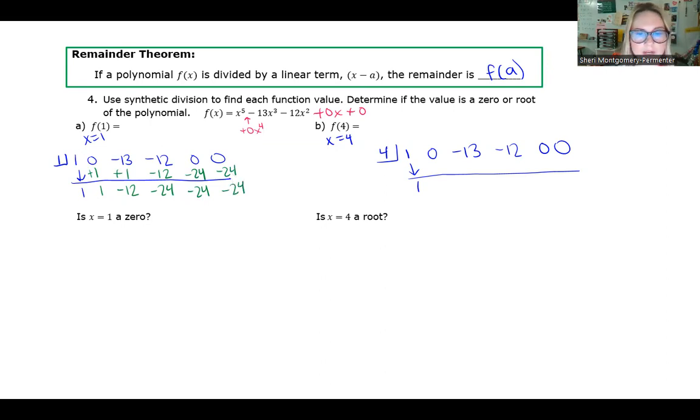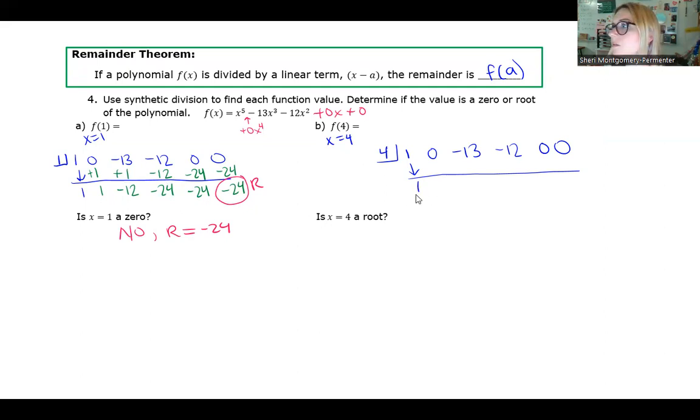The very last value is the only thing that I care about. That is my remainder. So does that remainder of negative 24 mean this is a 0 or a factor or a root or an x-intercept? No. So we can say no, because the remainder is equal to negative 24. Let's do this next one.